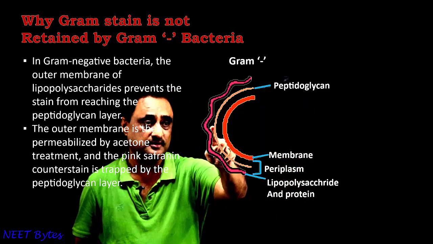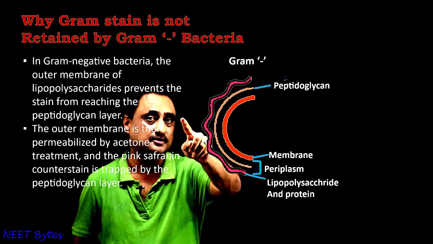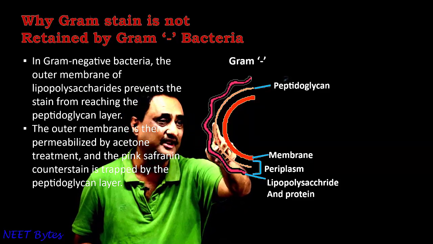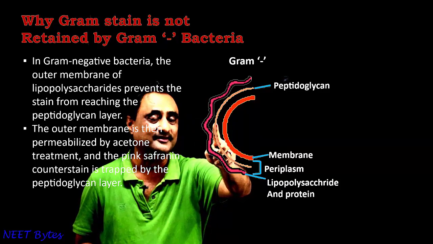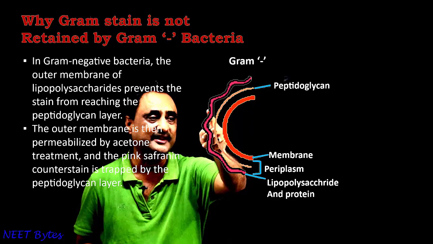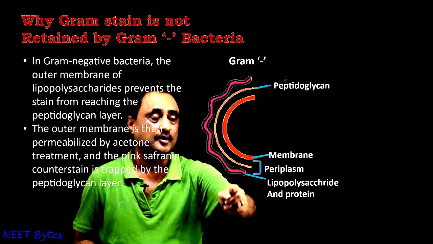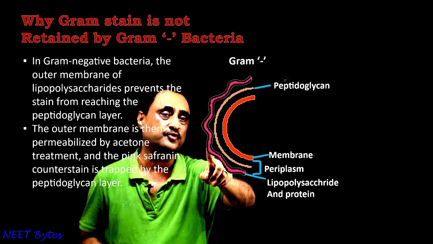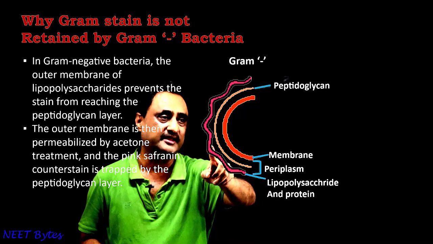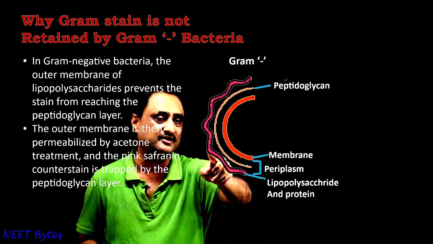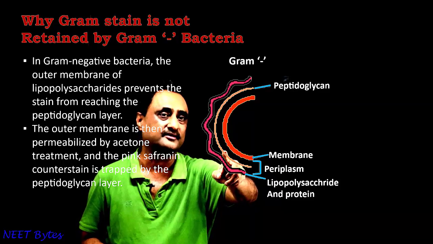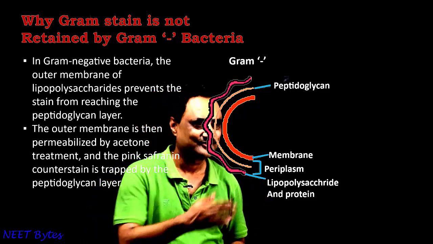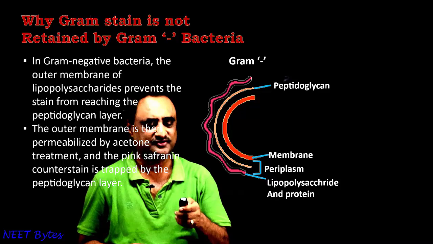So what will happen when we add the crystal violet? Initially, it becomes violet, but it fails to penetrate to reach the peptidoglycan layer. So when alcohol is put over there, the entire thing gets washed. But when we put acetone, what happens? When we put safranin that is prepared in acetone, the acetone permeabilizes this particular layer and the safranin reaches the peptidoglycan layer. So the safranin binds to the peptidoglycan layer and gives a pink color, right? So this is about the gram negative bacteria.